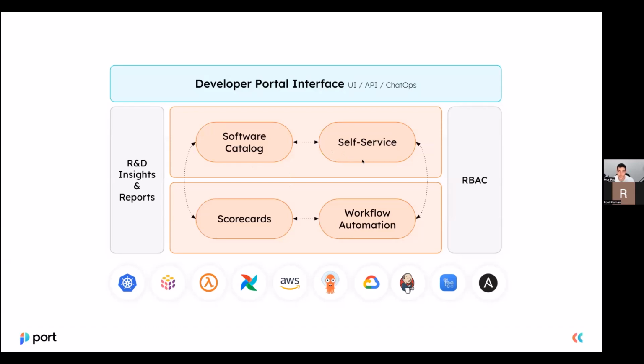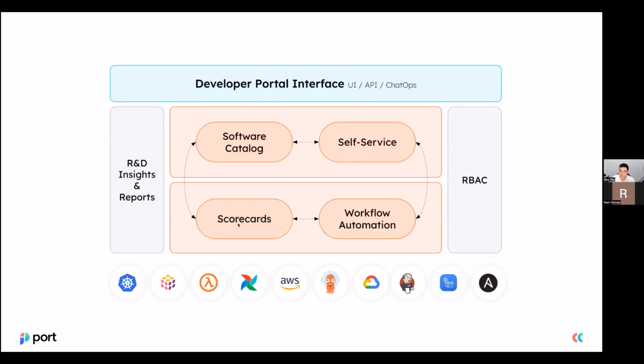Next, we have the self-service pillar, which is all about enabling developer productivity and autonomy by providing self-service actions, which are signed off by the platform team and the DevOps team, and giving developers a way to gain more independence and perform mundane tasks that they usually require tickets for, and giving them a way to perform those actions on their own.